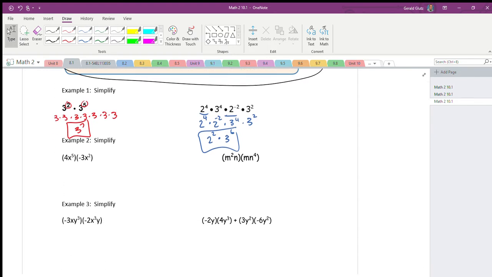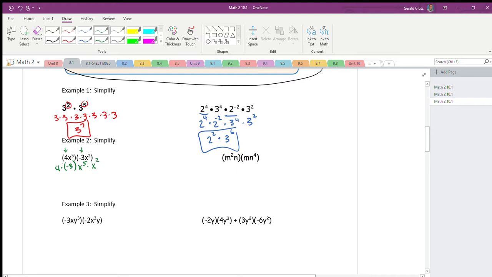In example 2, again, same thing. We want to make sure that we keep our like terms together. If we have numbers, those are like terms, so I'm going to put those first. These parentheses don't really do anything. All these parentheses are saying is that we're multiplying these two things together. There's nothing on the outside of the parentheses. So it's basically just telling us that we're multiplying. So 4 times negative 3, and then I'll do the x. So x to the 5th, x to the 2nd.